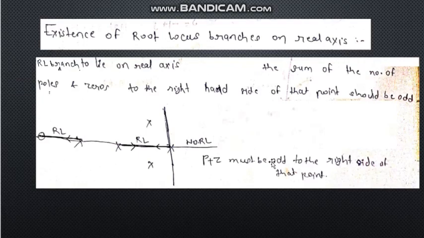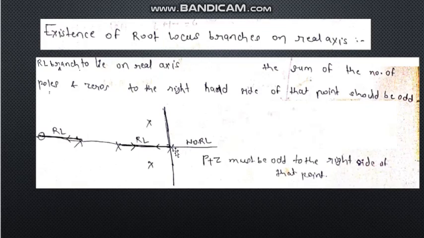Then the third step is the existence of root locus branches on the real axis. For a root locus branch to lie on the real axis, the sum of the number of poles and zeros to the right hand side of that point should be odd. Suppose you have to find whether, to the right hand side of this point, the root locus will exist or not on the real axis. I am talking only about the real axis.